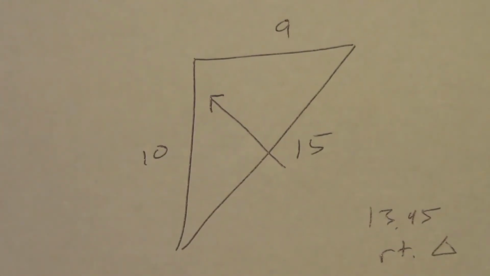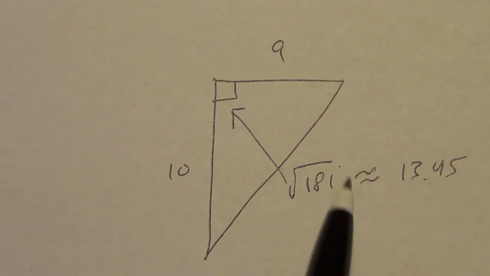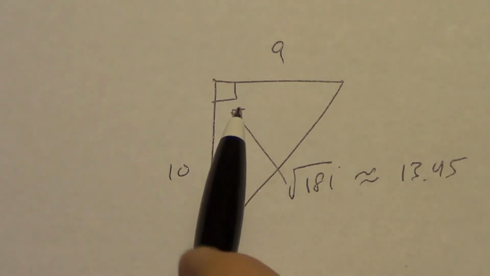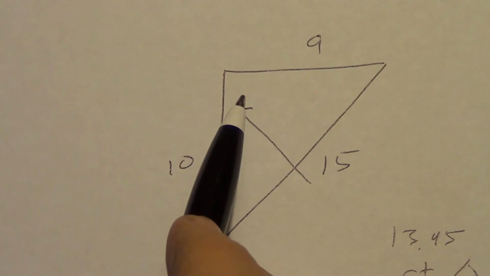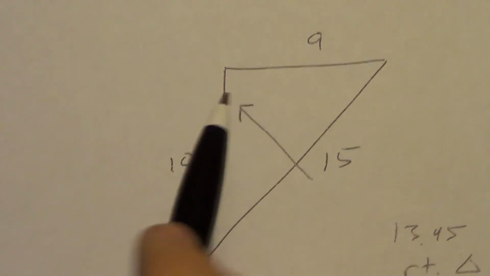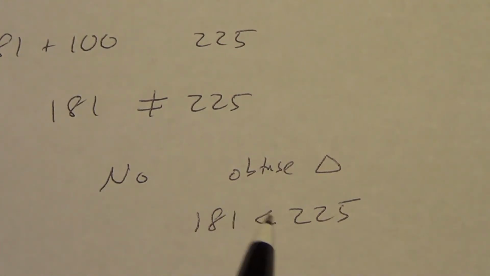We've got 9, 10, 15. We have this one, which is 9, 10, and about 13 and a half. That about 13 and a half leads to a right angle. So a bigger side must lead to a bigger angle than a right angle. So therefore this must be an obtuse angle. So if you get a less than sign in here, it's going to be obtuse. The opposite, if you get a greater than sign here, it's going to be an acute triangle. All right, so we're going to do some examples of that.